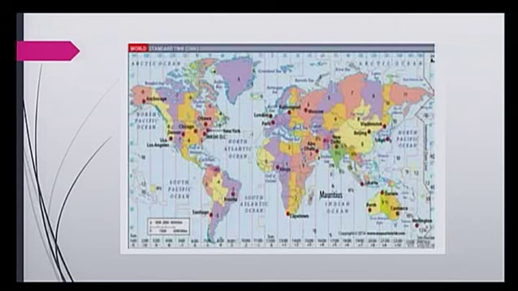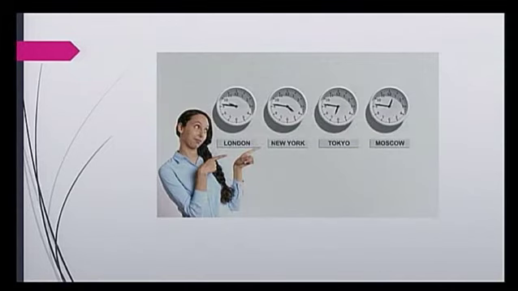So if you look at this map, you're going to see that there are 24 time zones, each of 15 degrees longitudes. Countries found in the same time zone will have the same local time. For example, Mauritius and Dubai have the same local time as they are in the same time zone. If you look at these 4 different times, you're going to see that if, for example, it is 9:45 in London, then in New York, Tokyo and Moscow we have different times.